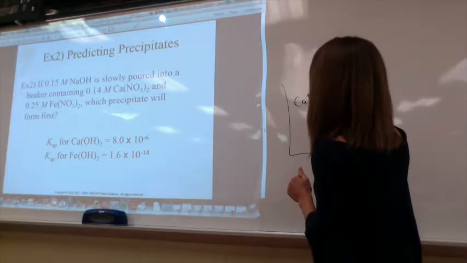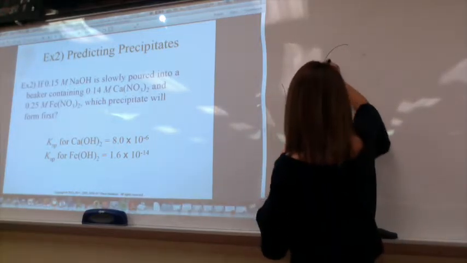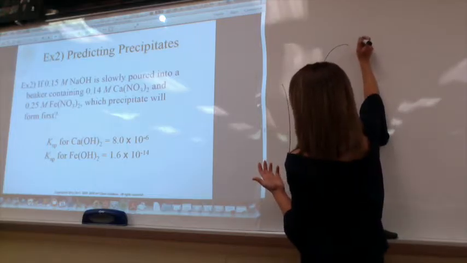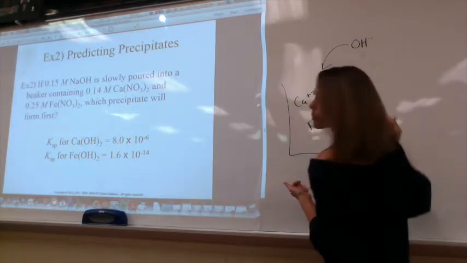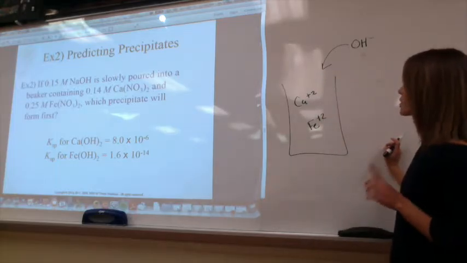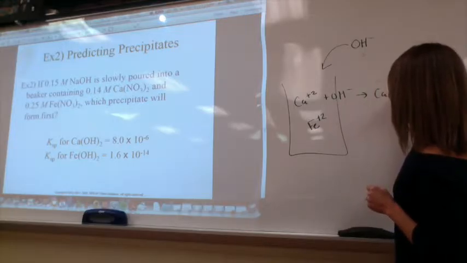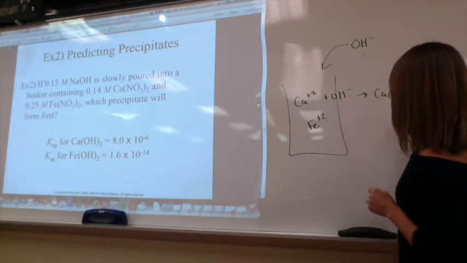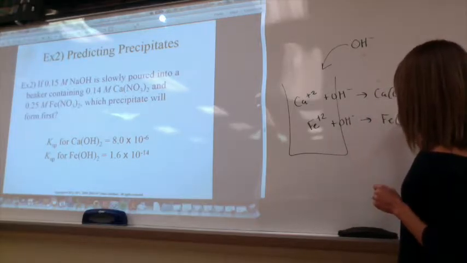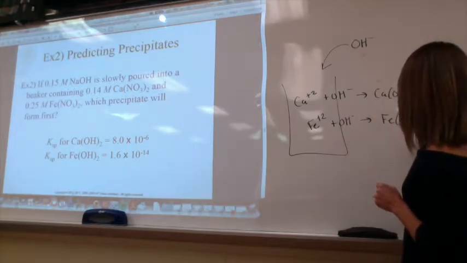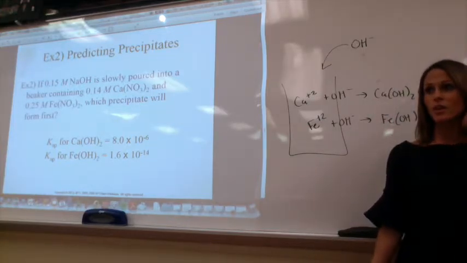All right, so we have calcium ions floating around, and we have iron ions floating around, and then it says I pour in slowly sodium hydroxide. So what do I really care about here? Hydroxide. So I pour in the hydroxide. All right, so my choice here is that this is going to happen and form calcium hydroxide, solid, or this is going to happen and I'm going to form iron 2 hydroxide. One of them is going to happen first. Do you agree? Because they have different KSP values.